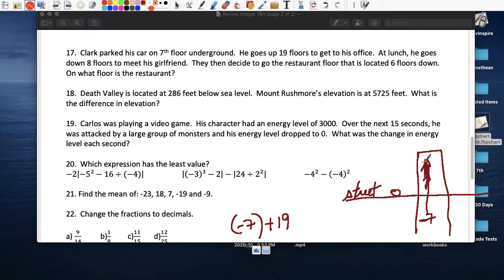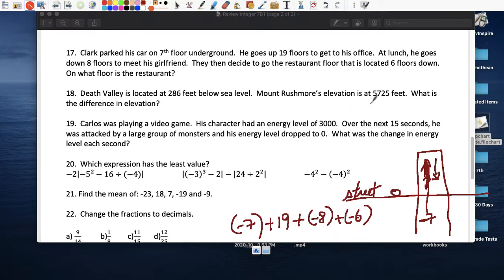And then, from there, where am I? He goes down to meet his girlfriend. So he goes down 8 floors. So plus -8, or just -8, whichever you want. And then from there, after meeting his girlfriend, right, he goes down another 6 floors. So plus -6 or -6, however you choose to write it.